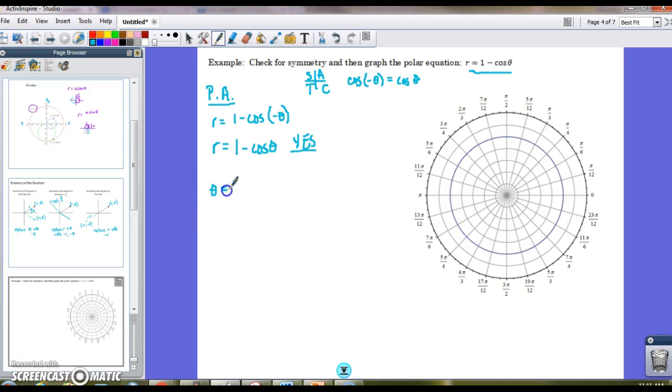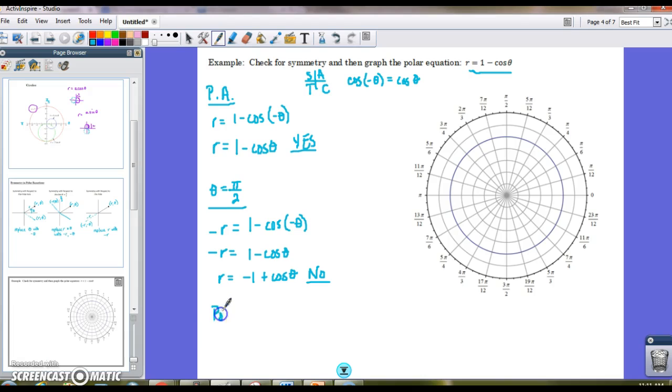Okay, let's check the next one, which is theta equals pi over 2. So if I replace both r and theta with negative r and negative theta, I end up with negative r is equal to 1 minus cosine theta. If I multiply through or divide through by negative 1, I get r equals negative 1 plus cosine theta. Clearly not what we started with. So it does not have symmetry with respect to the line theta equals pi over 2.